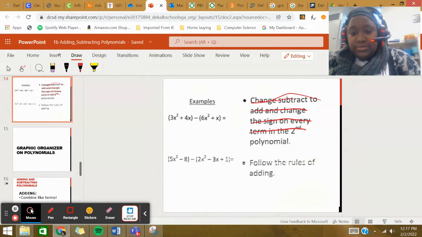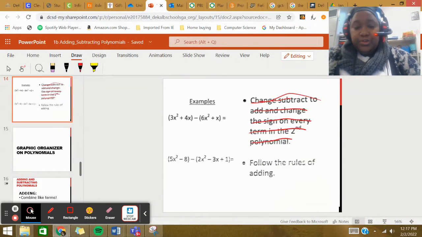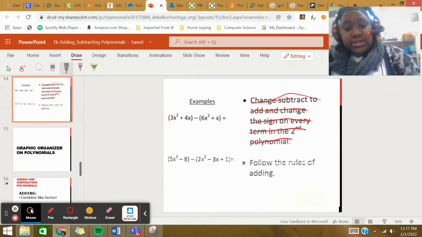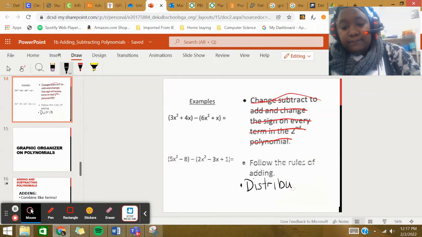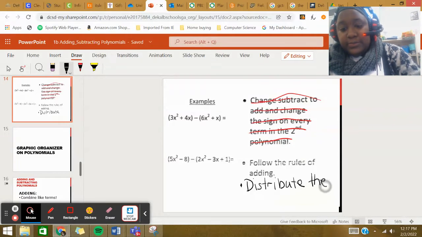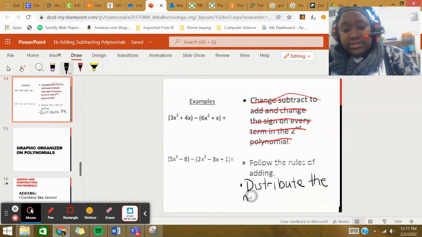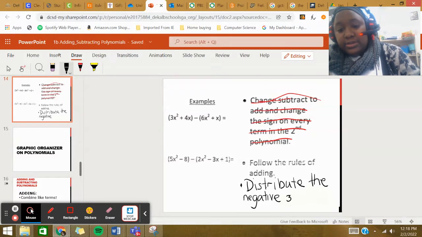Now we're going to write our own rules. So the rule we want to actually write down or use is distribute the negative. Okay. Distribute a negative sign. And then the only other thing we need to do is say we want to combine like terms. So once you distribute a negative, then you're going to combine like terms. And that's pretty much the rules for subtracting.